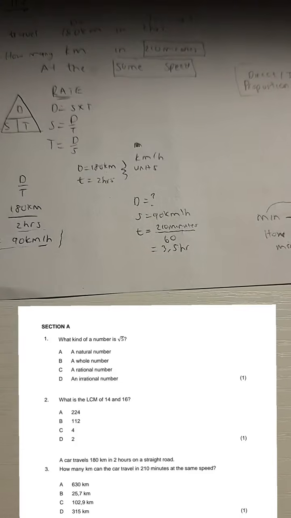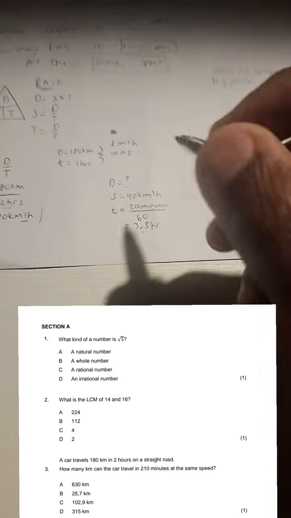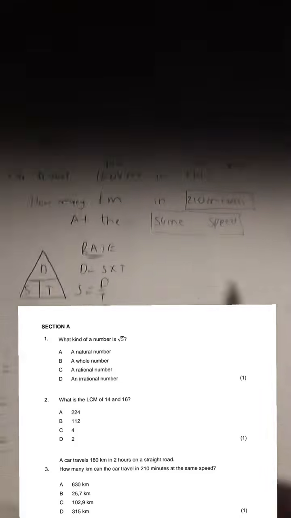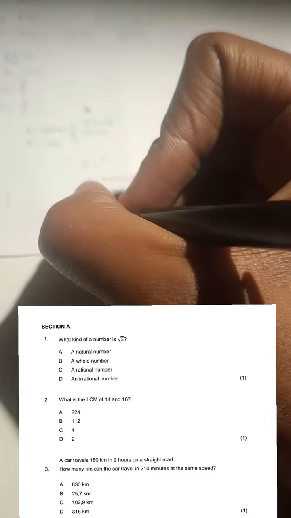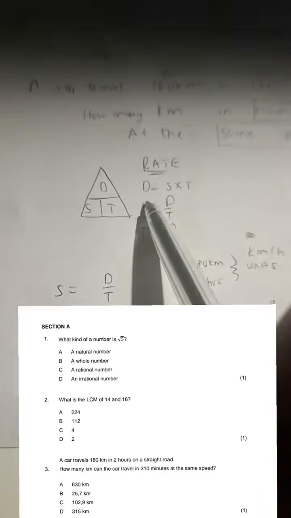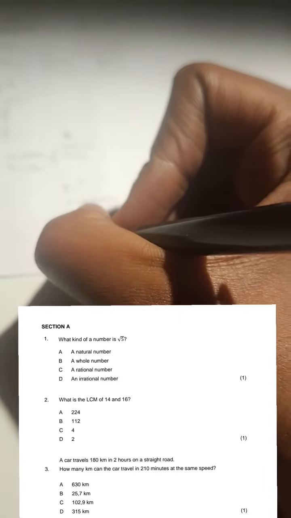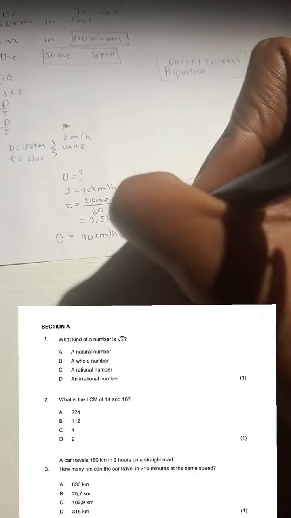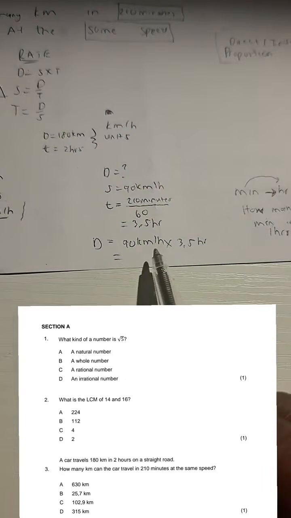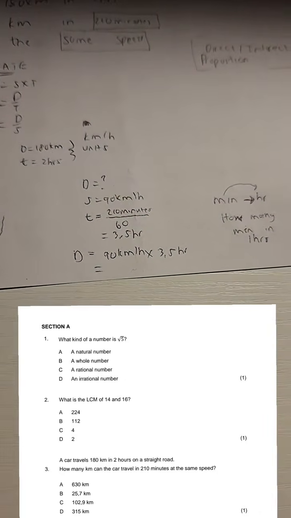Right. So now we can calculate the distance, because the question is how many kilometers in 210 minutes. So let's say distance. Which formula do we use? Distance is equal to speed times time. So speed, 90 kilometers per hour. Time, 3.5. Then we use our calculator. 90 times 3.5.